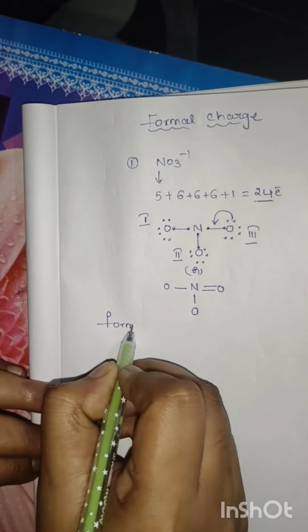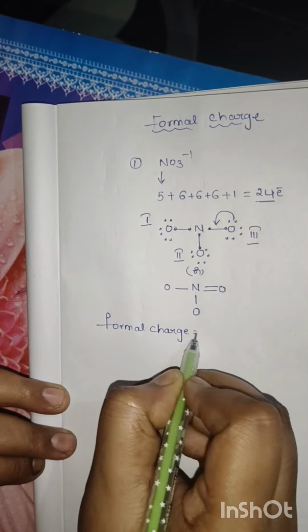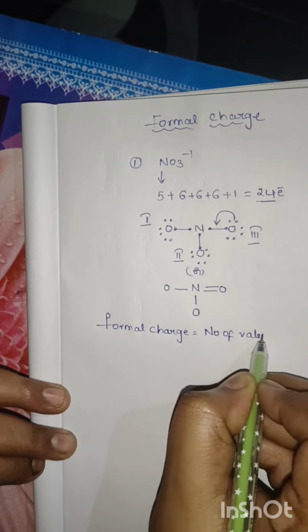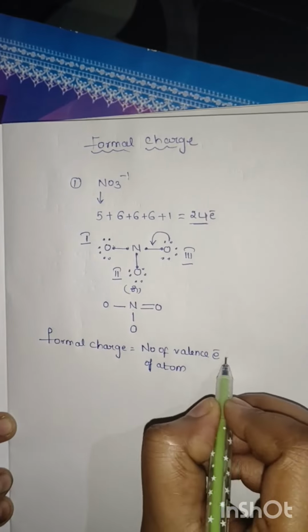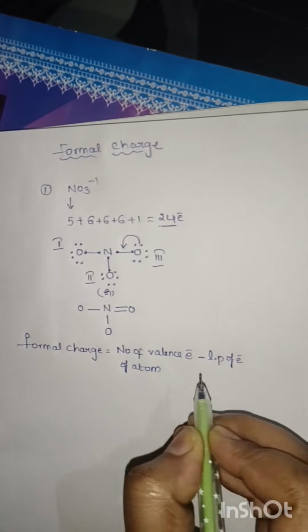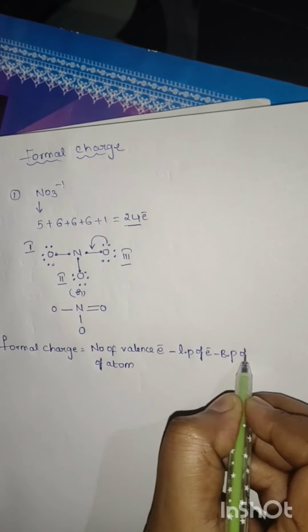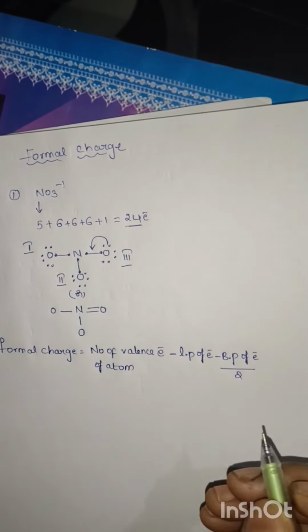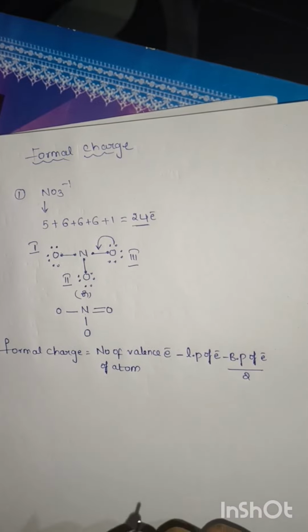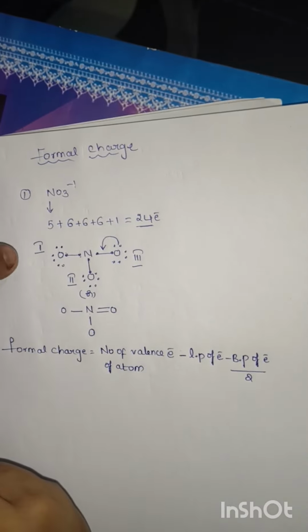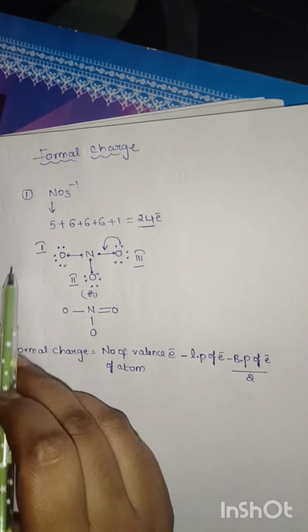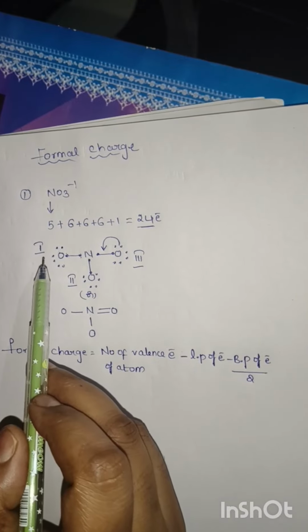So the formula is: formal charge is equal to the number of valence electrons of the atom, minus lone pair of electrons, minus bond pair of electrons divided by 2. This is the formula to calculate the formal charge. So this is known as bond pair electrons and these are known as lone pair electrons. So first we have to calculate the formal charge for this oxygen, whether the -1 is present or not.